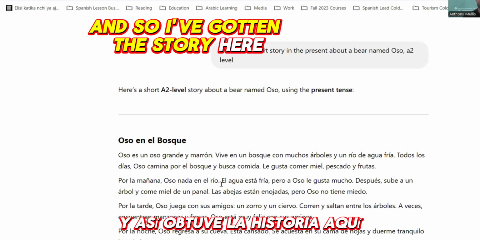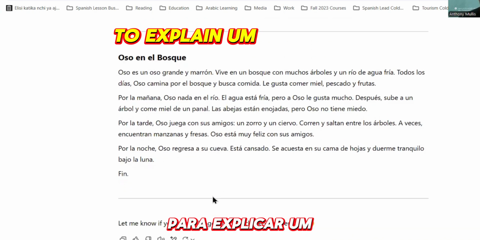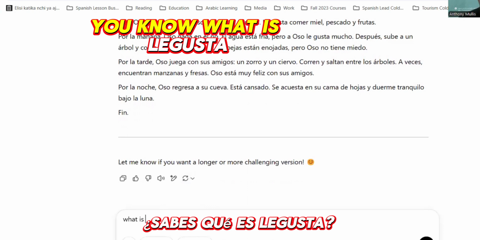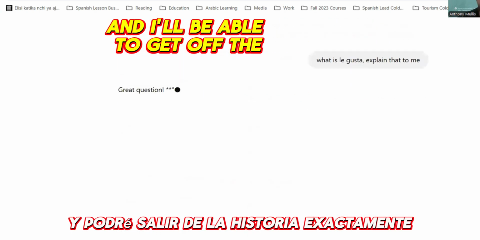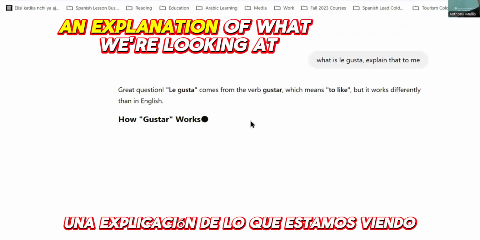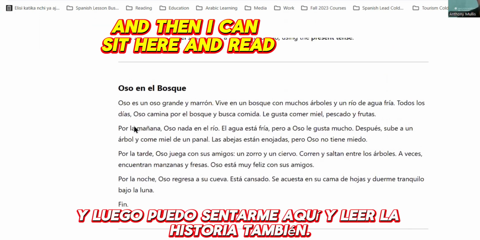And so I've gotten this story here. I can sit here and read it. I can ask, for example, to explain, what is le gusta? Explain that to me. And I'll be able to get off the story exactly an explanation of what we're looking at, how it's going to work, right? And then I can sit here and read the story.